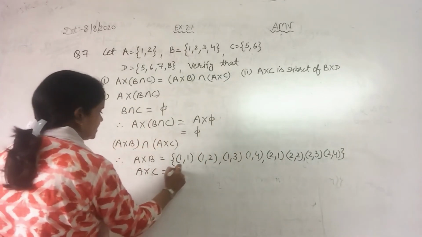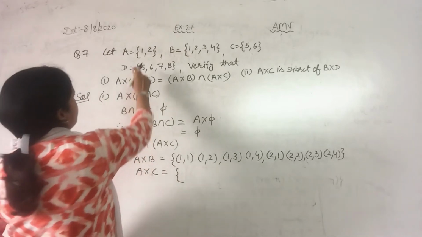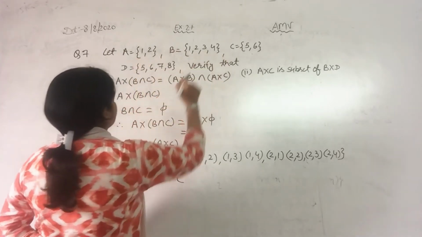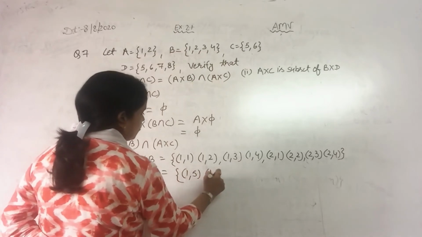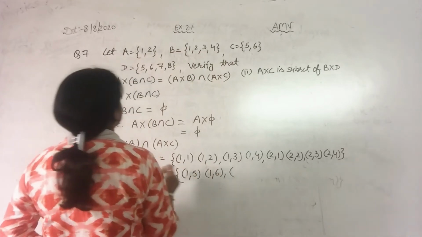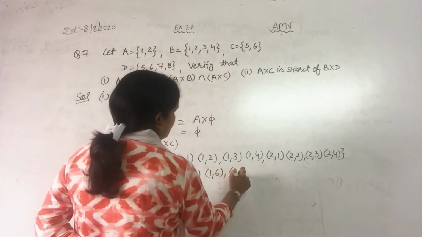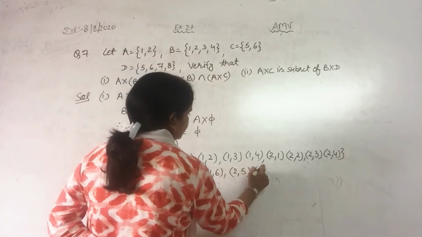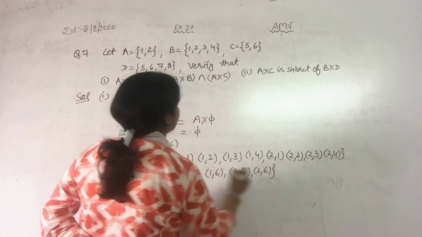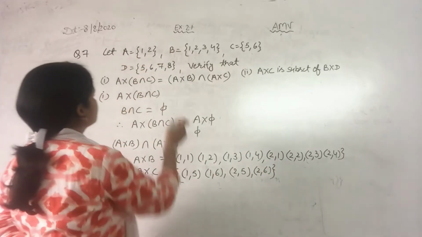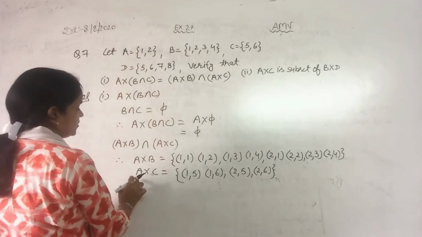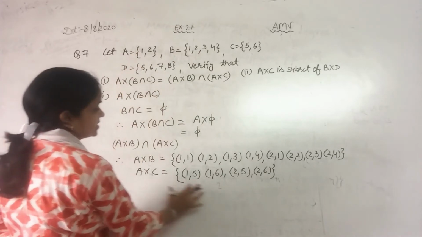Cartesian product AC. Here A is {1, 2}, C is {5, 6}. So it's 1, 5. Here 1, 6. Next 2, 5 and it is 2, 6. Only 4 elements, since A has 2 elements and C has 2 elements. So the number of elements of Cartesian product AC is only 4.